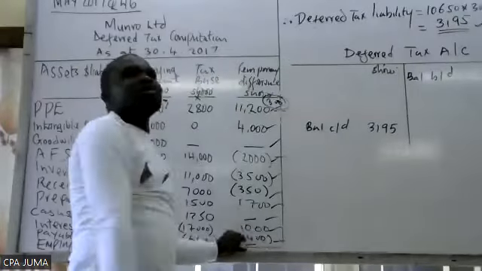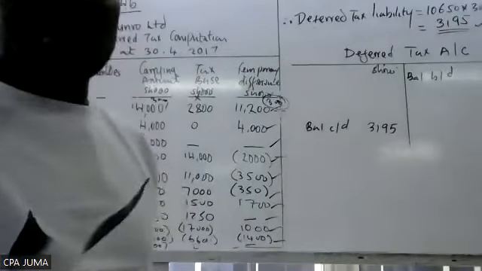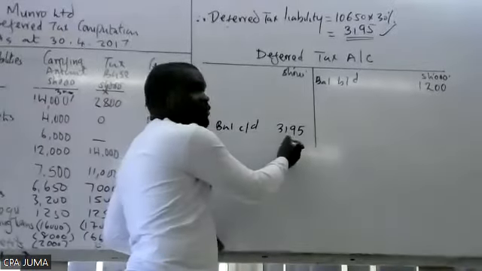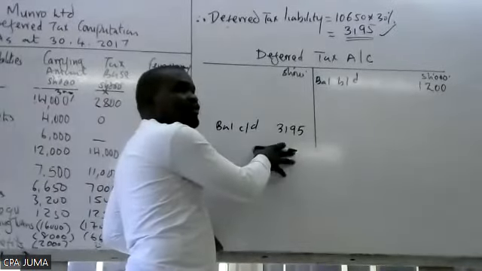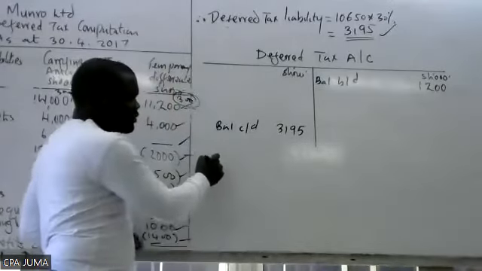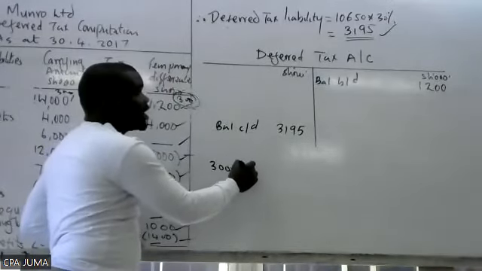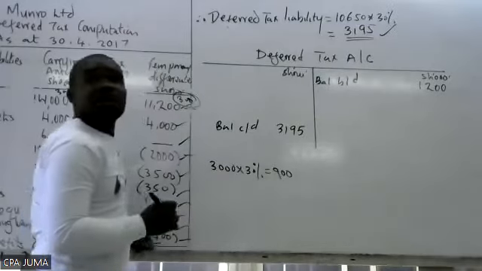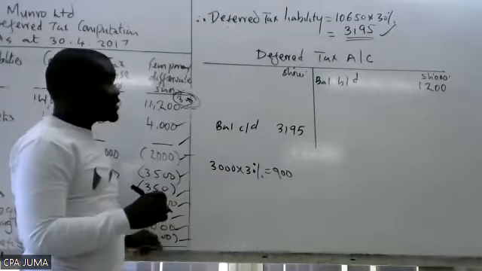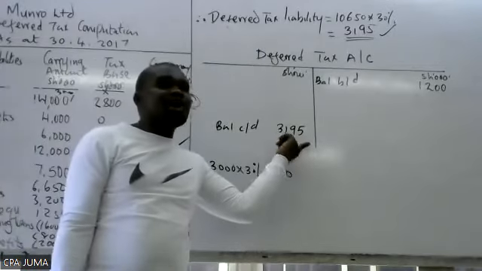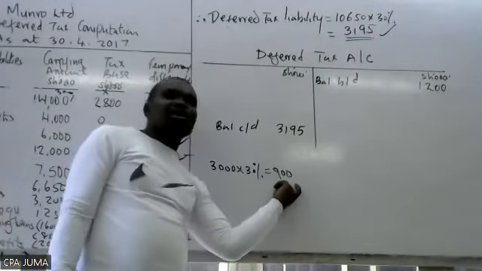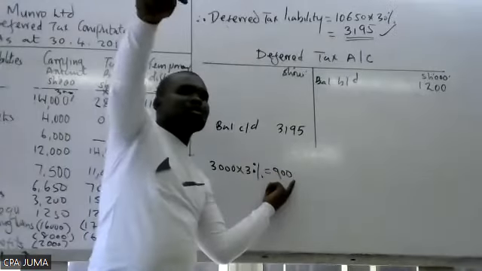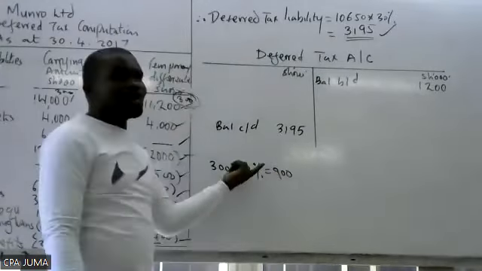So I want you to understand it properly. Inside the 3195, there is that part. The revaluation was 3 million. 3 million by 30% is 900. Yes. So inside 3195, there is 900, which was a result of what? Revaluation.